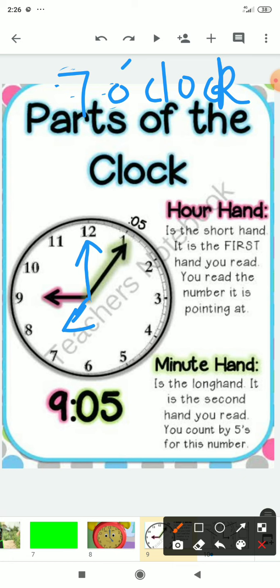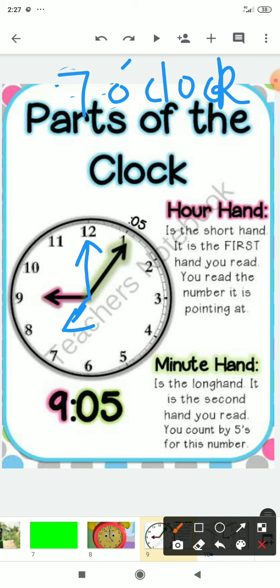so the long hand is on 12, it will not move from 12. When the long hand is on 12 and the short hand is on any number, that number shows the time. Okay, if it is on 9, it shows 9 o'clock. If it is on 11, it is known as 11 o'clock. If it is on 6, it is known as 6 o'clock. Okay, children, so in this way you have to read the number.